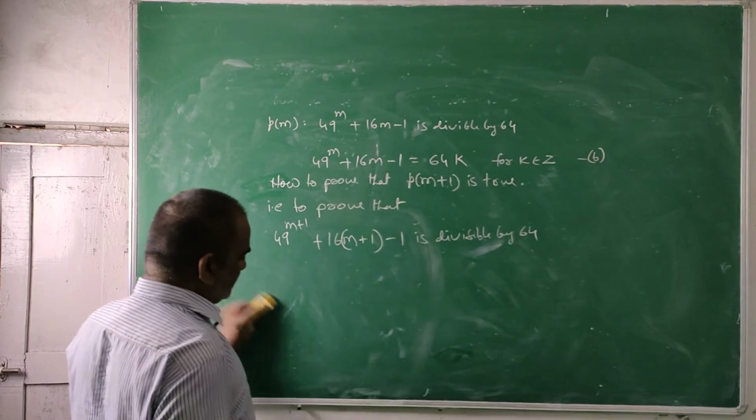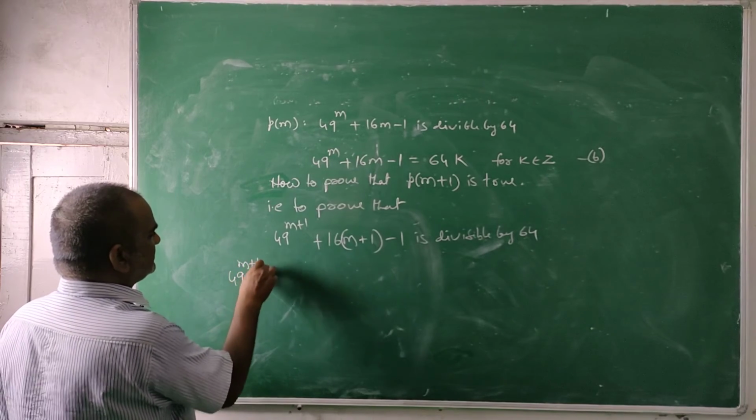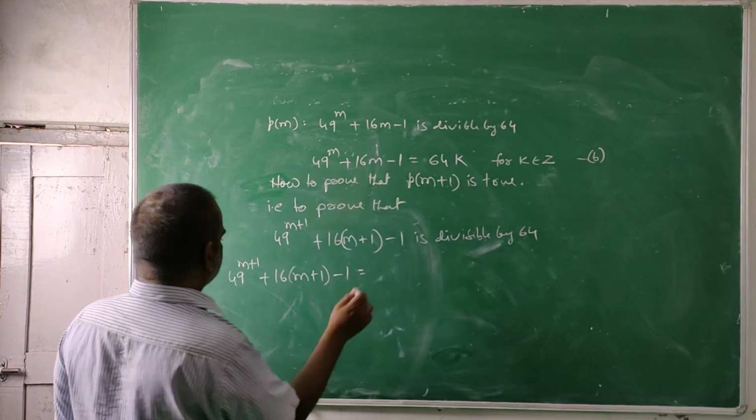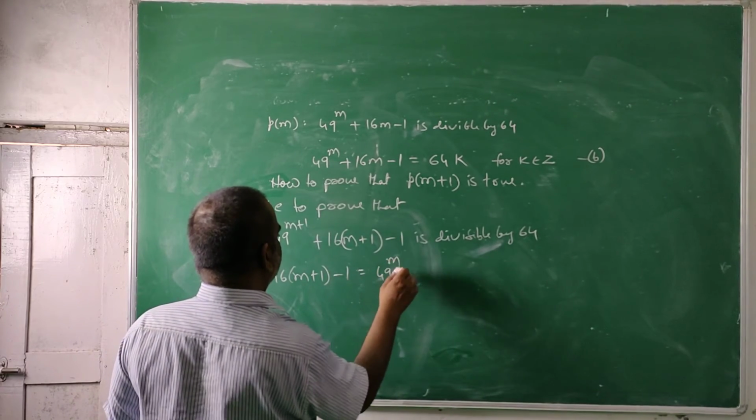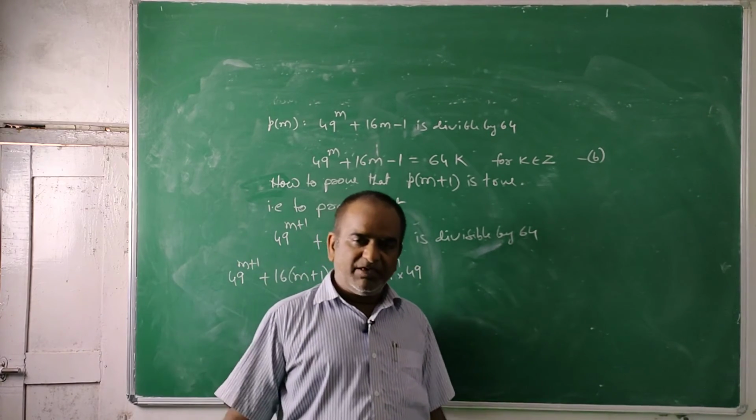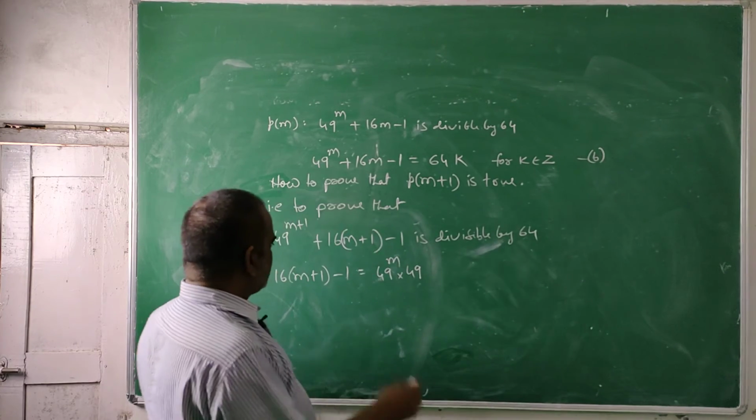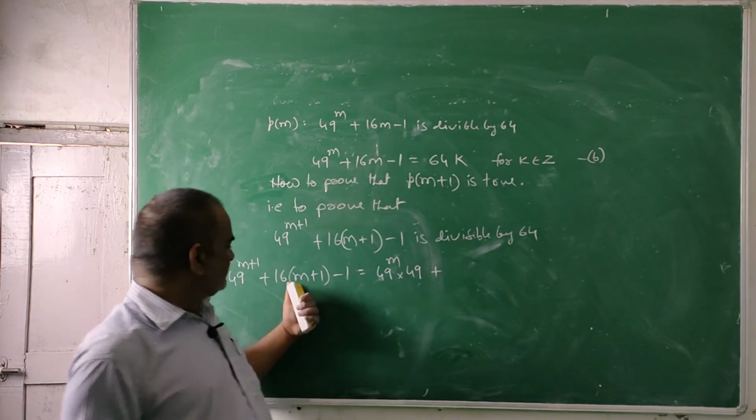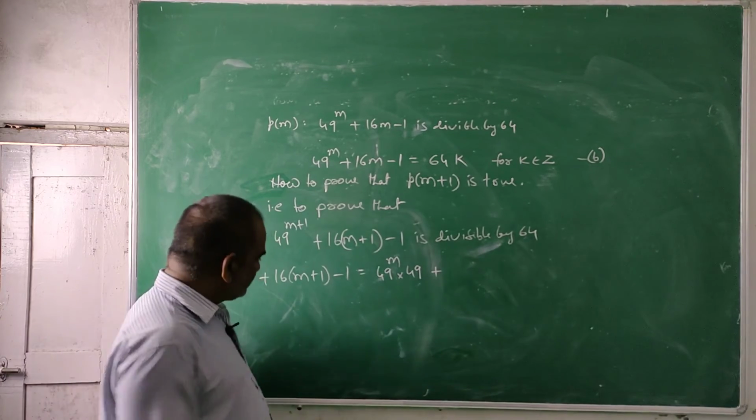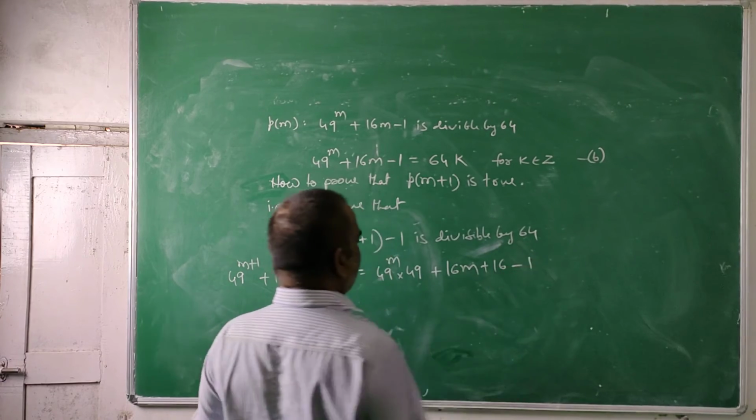So how the proving procedure will go, please observe. 49 to the power of m plus 1 plus 16 into m plus 1 minus 1, I am taking. This is equal to 49 to the power of m plus 1 can be written as 49 to the power of m into 49. Obviously x power m plus n is equal to x power m into x power n. Now plus, using distributive law, or opening the bracket, you get 16 into m plus 16, minus 1 remains same.